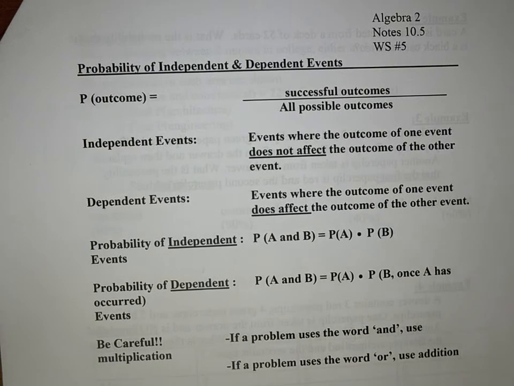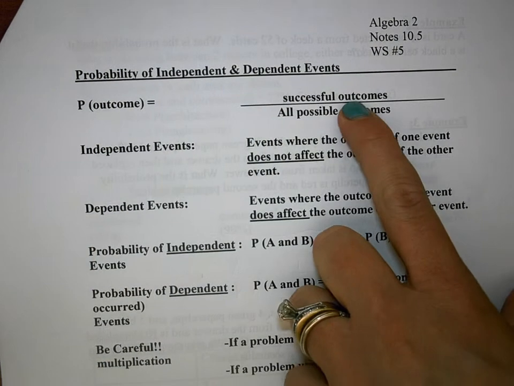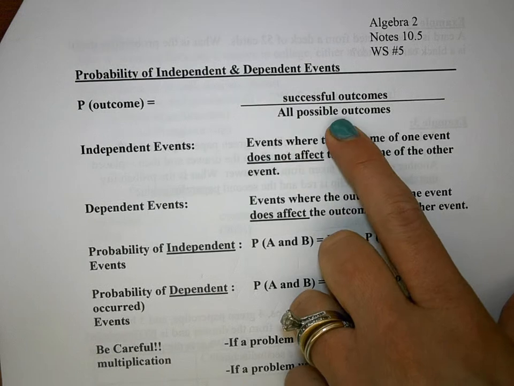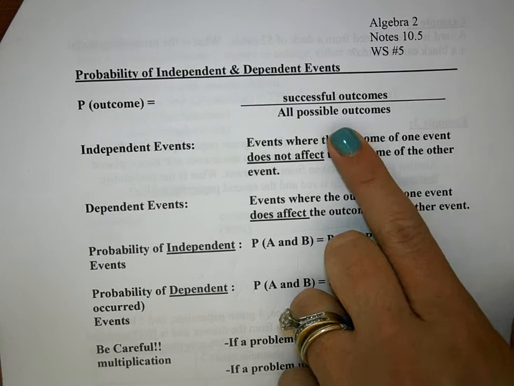10.5, probability of independent and dependent events. Hopefully you guys know what independent and dependent mean, but we're going to talk about it in math terms here in just a minute. Remember that probability is always the successful outcomes divided by the total outcomes that are possible.